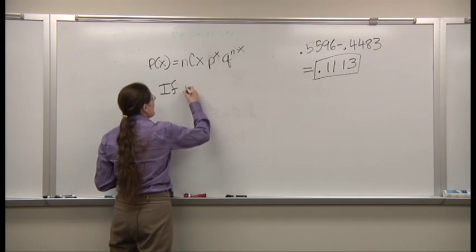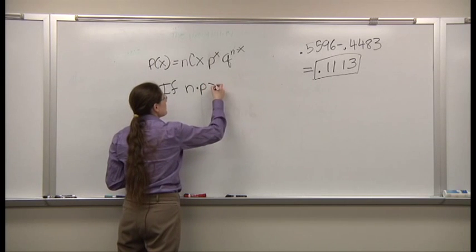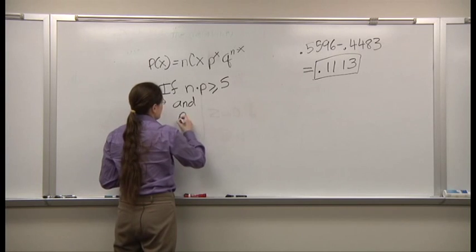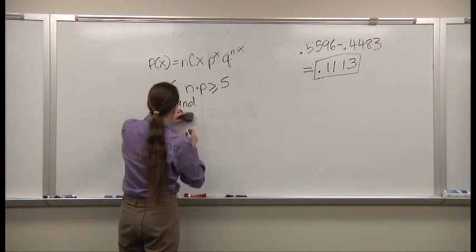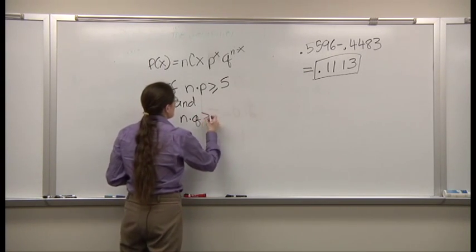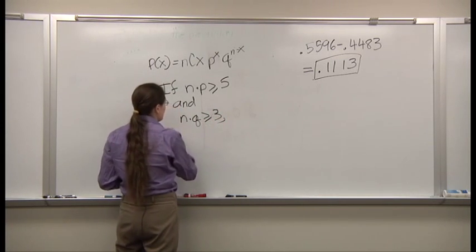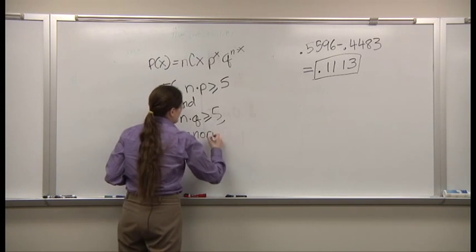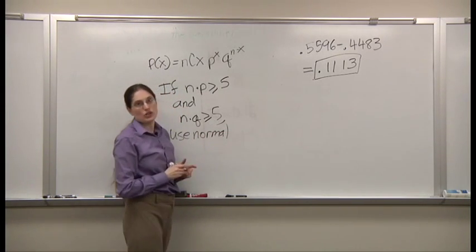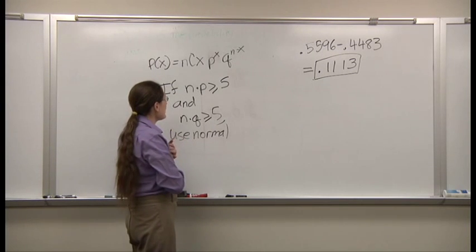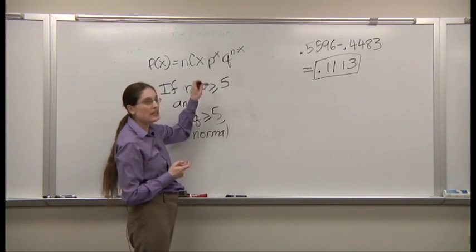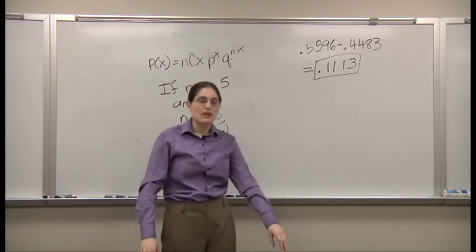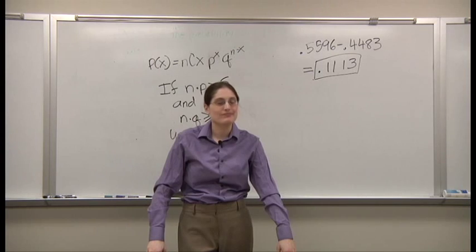If n times p is greater than or equal to 5, and n times q is greater than or equal to 5, use the normal distribution method. If your n is small, so one of these doesn't work, you have to use the formula. Me, I prefer the approximation. It's easier.